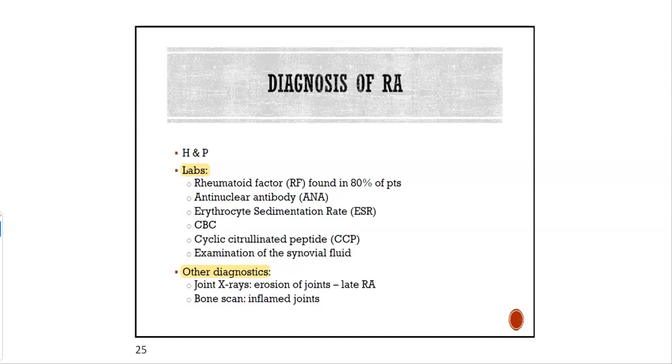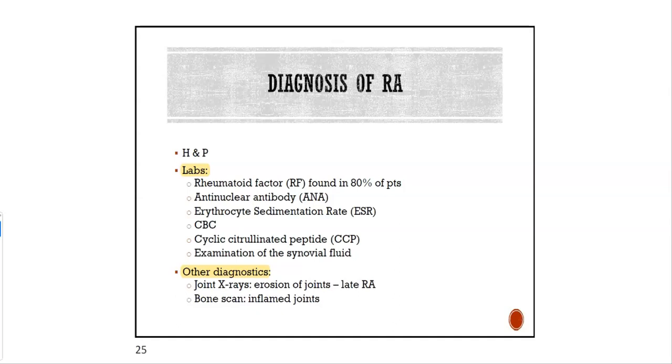A CBC can be done, right? Because we want to rule out what's causing the other symptoms, especially the fatigue. Sometimes anemia alone can cause fatigue and they don't necessarily have RA, so we look at the CBC as well. CCP, which is your cyclic citrullinated peptide, is another marker of RA.